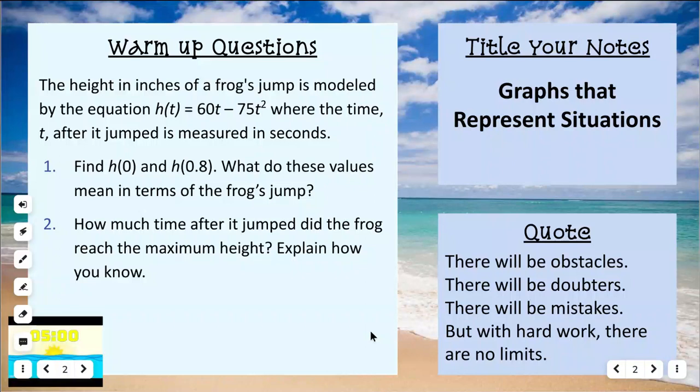Hello, algebra students. This lesson is going to be all about graphs that represent situations. This is a really exciting lesson because it is our final lesson in our unit on quadratics and also our final lesson for Algebra 1B. I also really like this lesson because there's not really any new math skills in this lesson. It's just all about applying all of the different things we have learned in this unit to some of these quadratic situations we've looked at.